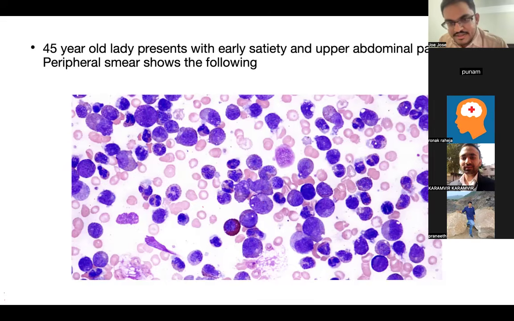Dr. Poonam, please describe this peripheral smear. This is a smear showing large promyelocytes, and some eosinophils are there, and basophilia. Basophils are seen, then it is probably a smear of CML. Okay, so you're right. Definitely there's a smear of CML.